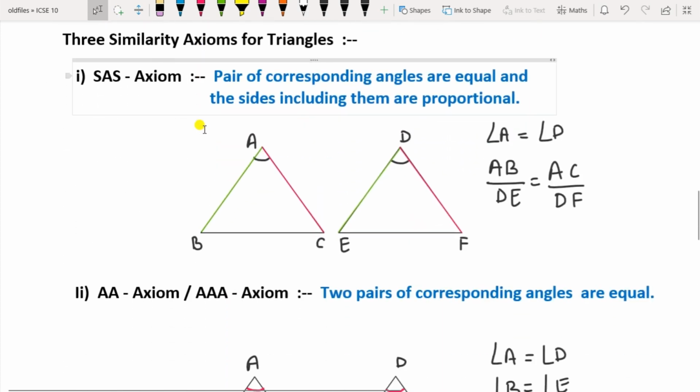To prove the similarity between triangles, there are three axioms. In congruency you have 5 axioms, but here to prove similarity you have 3 axioms. First one is SAS. By proving the triangles are similar with the SAS axiom, two sides and the angle included between them, the angle should be equal and the proportionality of the two sides should hold. So that is called SAS. Then AA.